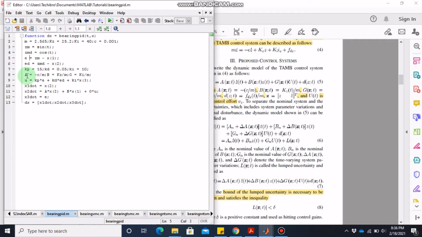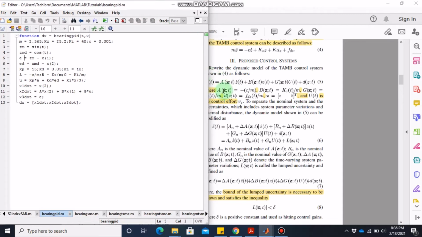So A is equal to minus C over M. This is given here in the paper. A is equal to minus C over M. B is equal to K Z over M. G is equal to Ki over M. So these are the same things that are given in the paper.